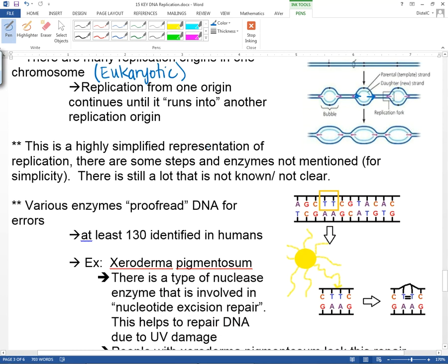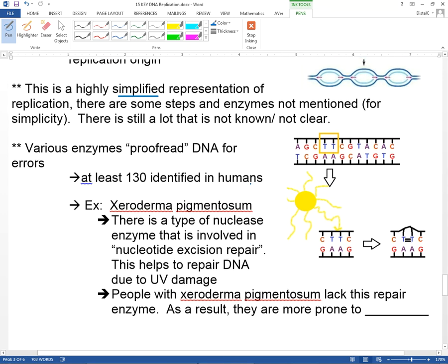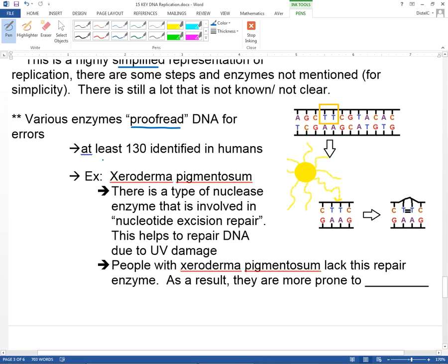This is a highly simplified representation of replication. There are some steps and some enzymes that we don't need to worry about, and that's totally fine. There are still a lot of questions and things that aren't clear exactly about how it works. We do know that there are some enzymes that proofread our DNA for errors. There have been up to 130 of these kinds of enzymes identified in humans. So there's lots of things that we're looking for or checking for within ourselves.